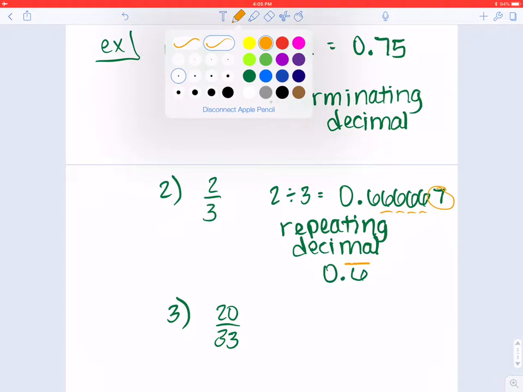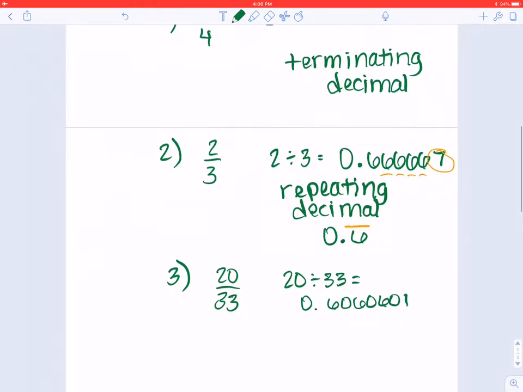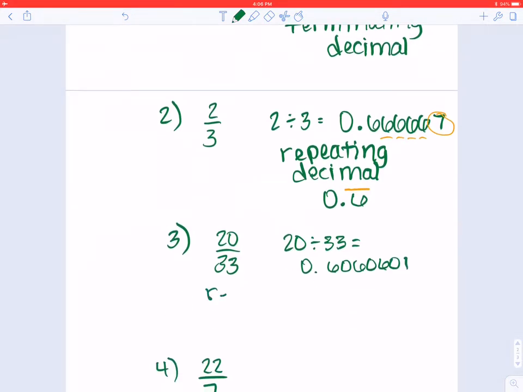So we have 20 divided by 33. And you'll get, if you type it into your calculator, 0.60660, and eventually your calculator will round to 1. What do we call this? We call it a repeating decimal. And when we write it, we say 0.60 with the line above the part that repeats, which would be 60.